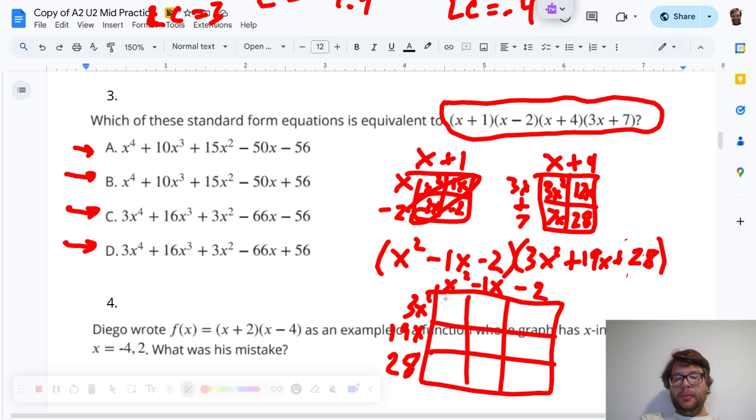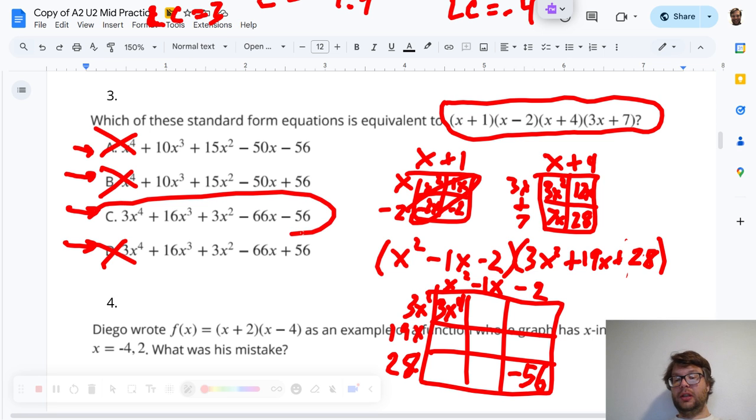Alright, so let's look at the top left corner. That's going to be 3x to the 4th. Well, that's not going to be A. That's not going to be B. And then look at the bottom right corner. Negative 2 times 28 is negative 56. That's not going to be D. So just through process of elimination, we can see that C has to be the answer.